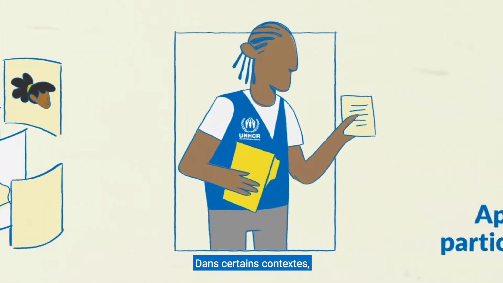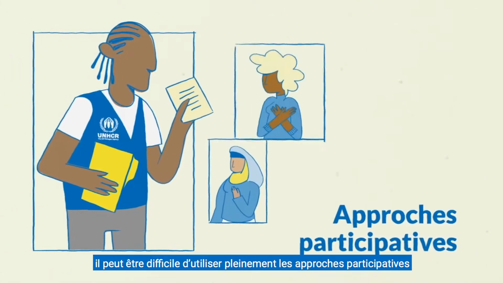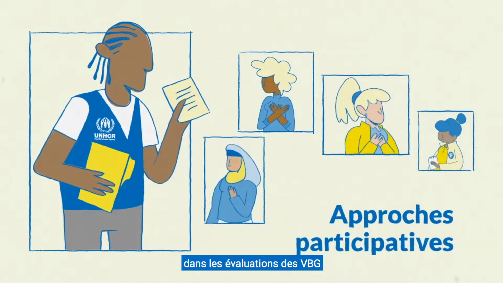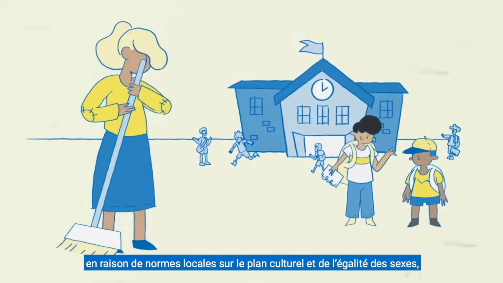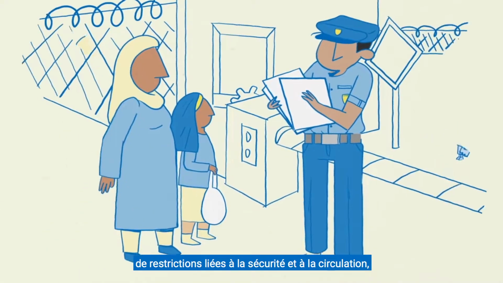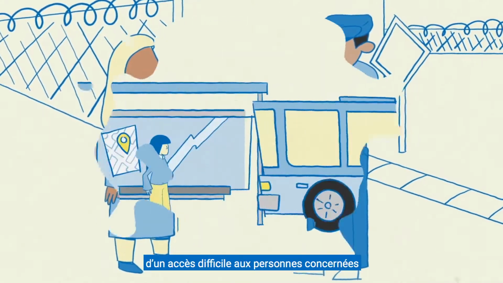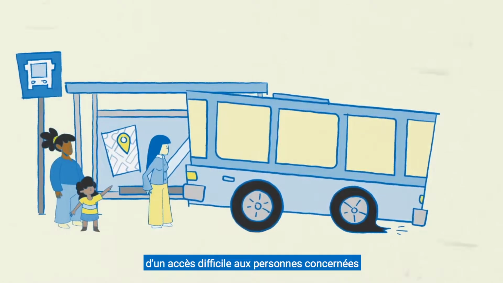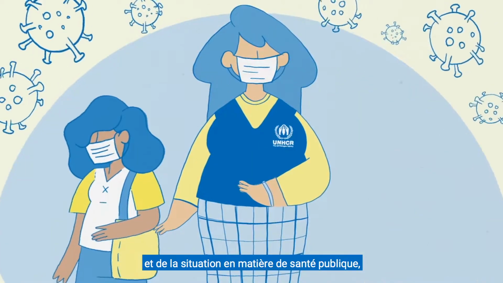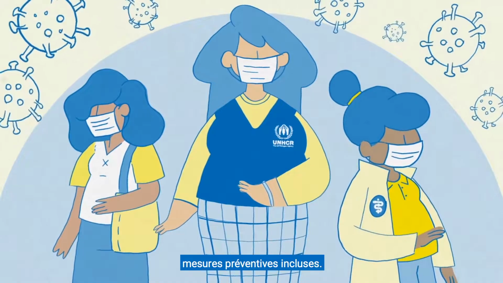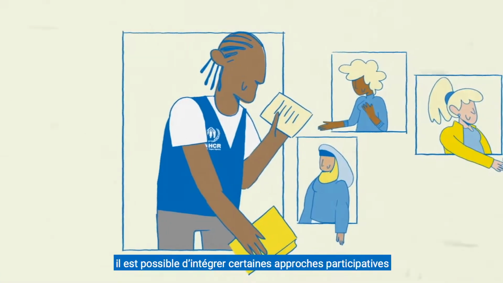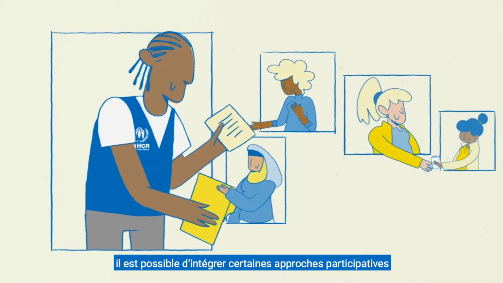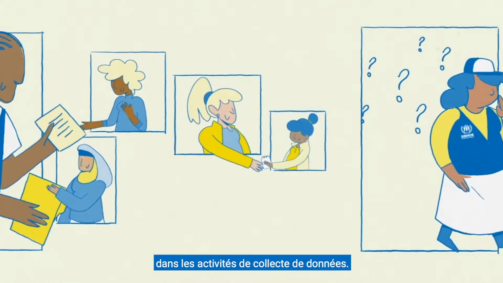In some contexts, it may be difficult to fully use participatory approaches in GBV assessments due to local cultural and gender norms, security and movement-related restrictions, difficult access to persons of concern, and the public health situation, including preventative measures. However, it may be possible to incorporate some participatory approaches into data collection activities.